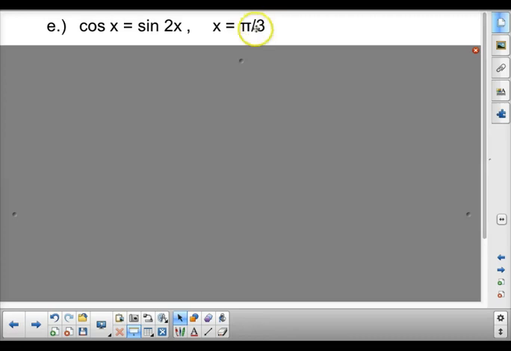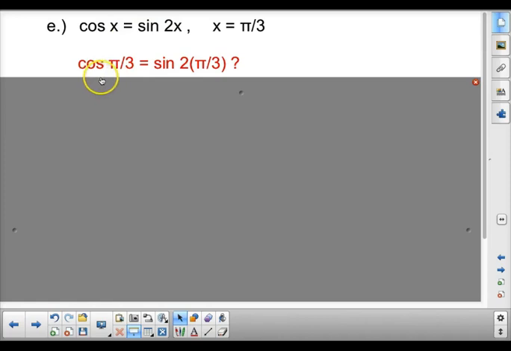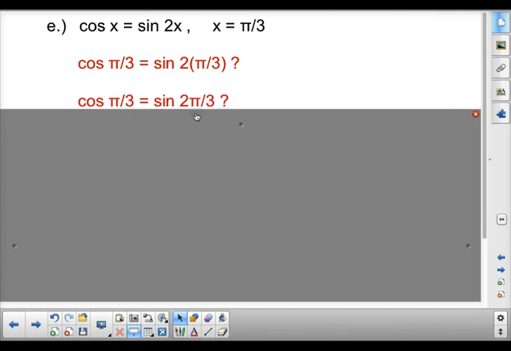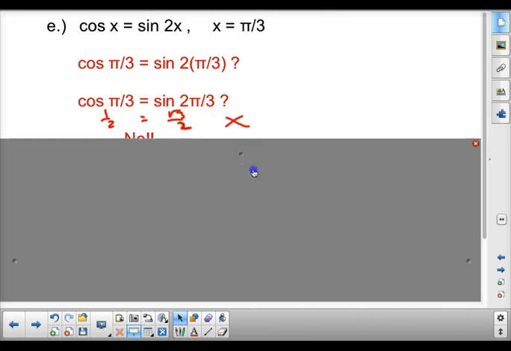Now I'm going to have to plug in pi over 3 for both places here. So is the cosine of x equal to the sine of 2x? So I'll plug pi over 3 everywhere there is an x. So is the cosine of pi over 3 equal to the sine of 2 times pi over 3? Is the cosine of pi over 3 equal to the sine of 2 pi over 3? Well, the cosine of pi over 3 is 1/2, and the sine of 2 pi over 3 is the square root of 3 over 2. So no, that's why I x'd it out. No, that is not a solution.